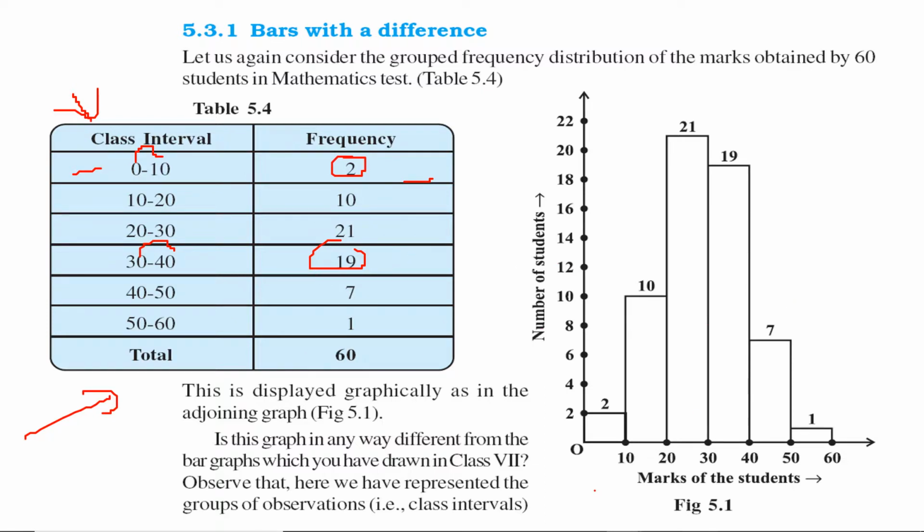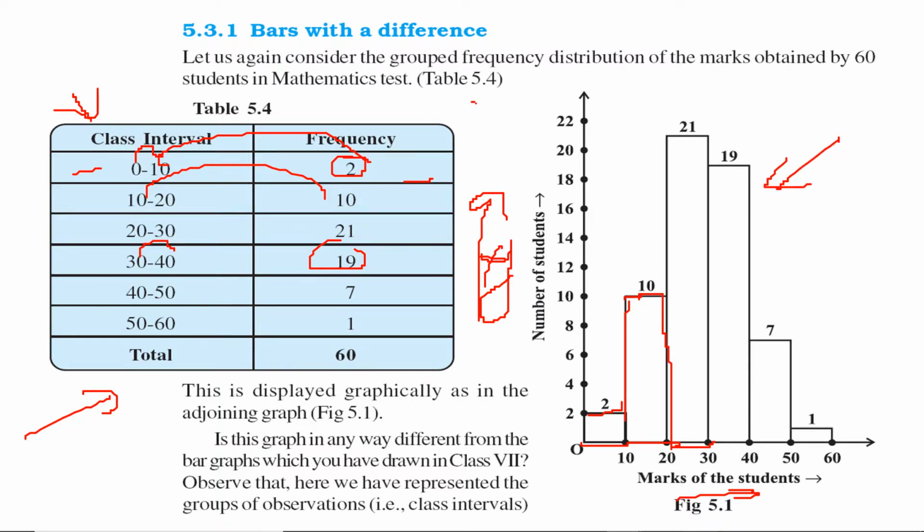How? See, from 0 to 10, 10 to 20, these are the class intervals, 20 to 30. Here on the x-axis, we have taken marks of the students. Y-axis, we have taken number of students. Now we can easily mark from 0 to 10, 2. Why? Because 0 to 10 we have 2. 10 to 20 we have 10. So we will mark 10 and we'll make a bar out of it. See how simple now it is to understand this data using a graph.